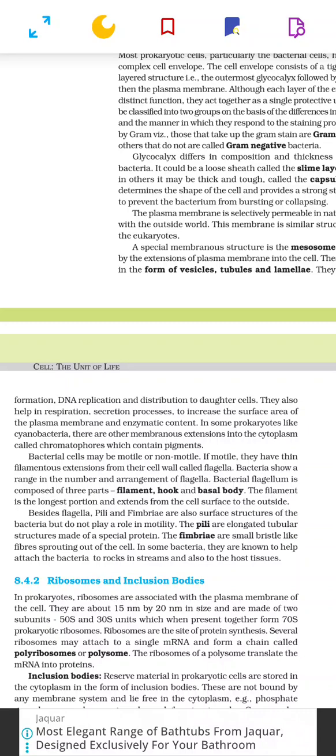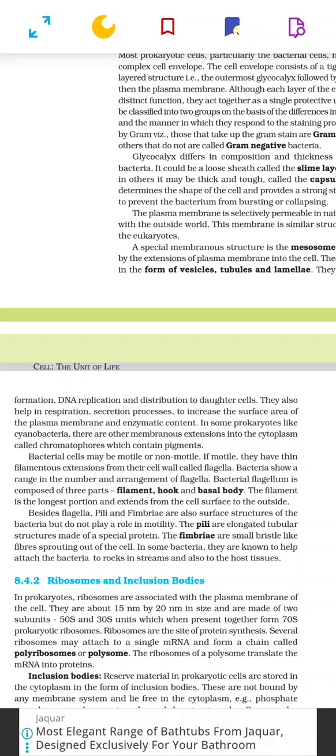Bacterial cells may be motile or non-motile. If motile, they have thin filamentous extensions from their cell wall called flagella. Bacteria show a range in the number and arrangement of flagella. The bacterial flagellum is composed of three parts: filament, hook and basal body. The filament is the longest portion and extends from the cell surface to the outside. Besides flagella, pili and fimbriae are also surface structures of the bacteria but do not play a role in motility.